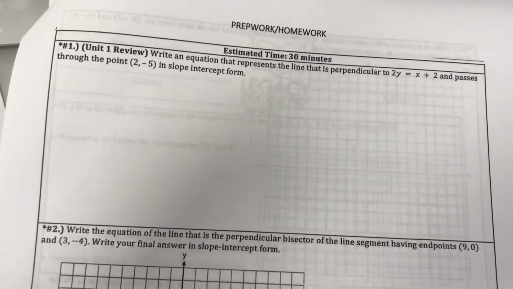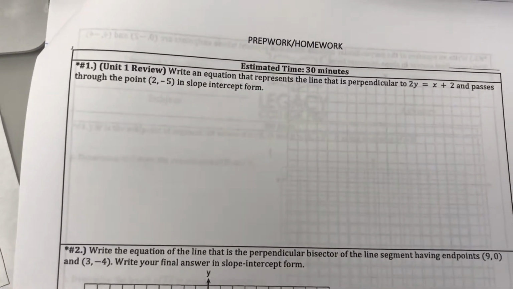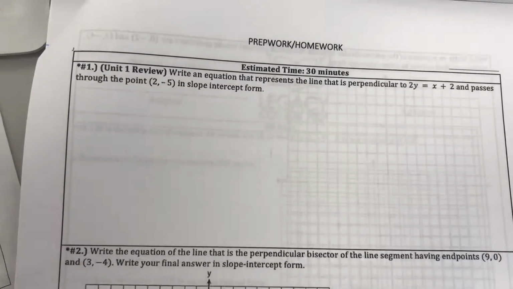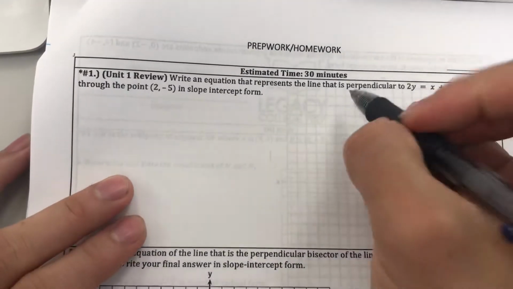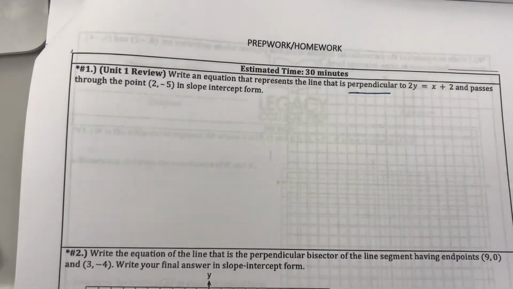Alright, scholars, so this is the homework. Let's take a look at this. First question, very straightforward. This is a review of point slope form with the idea of perpendicular, okay? So this should enable you guys to do now for tomorrow.